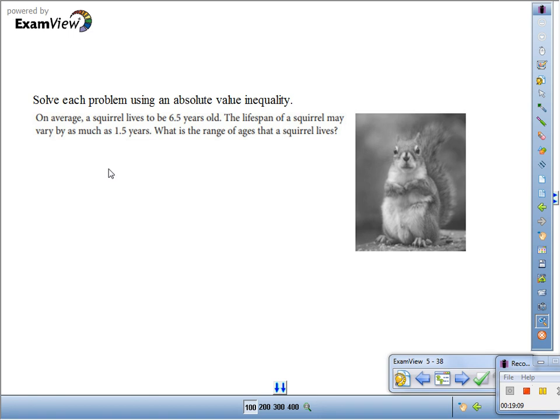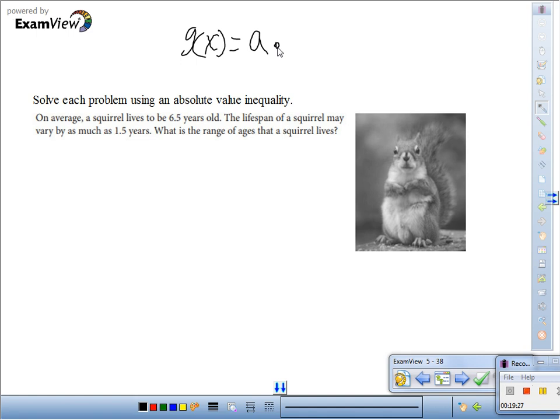All right. It says, solve each problem using an absolute value inequality. Before you answer this one, look up really quick. Let me remind you of the general form of transformations, which is g of x equals a times, parentheses, 1 over b, parentheses, x minus h, close parentheses, plus k. That applies to all the functions.